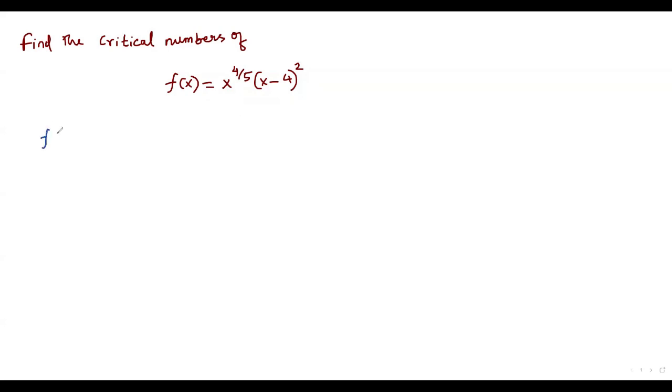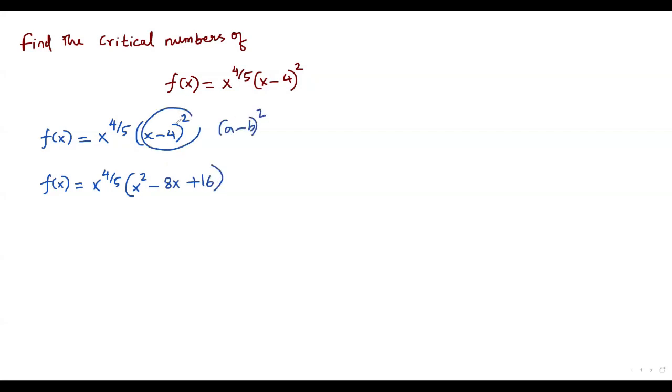Now let me take the given function as it is. It is f of x equals x to the power of 4 over 5 times (x − 4) the whole square. Before I find the first derivative, first I have to simplify the right side of the given function. So x to the power of 4 over 5. We can expand the square of the binomial. When I expand this, I'm getting x² − 8x + 16, using the algebraic identity (a − b) the whole square.